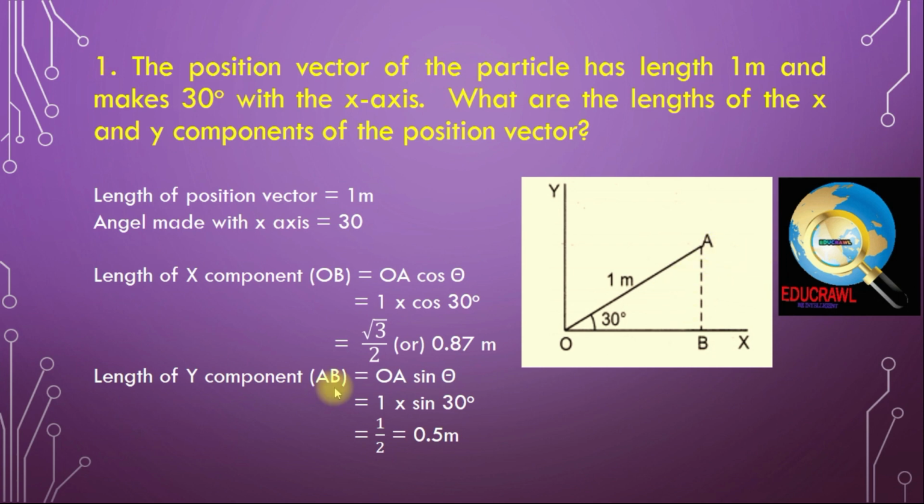So, from this, you can find the value of AB as AB is equal to OA sin theta. OA value is 1 again from the figure. Theta value is 30 again from the figure. So, 1 into sin 30 is the answer. Sin 30 we know the value as half. So, half into 1, which is equal to half is the answer. Half means it is 0.5 meter. The length of y component AB value is 0.5 meter.